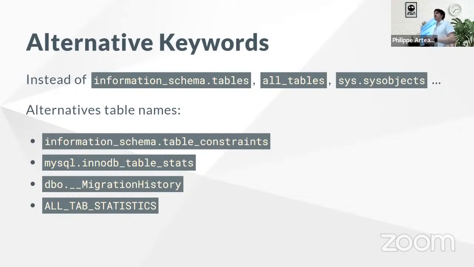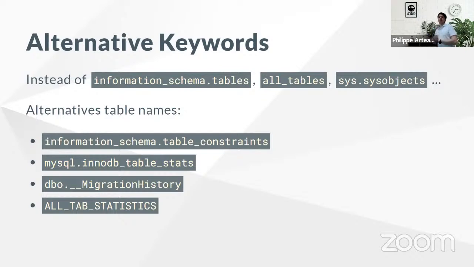These will either be provided by the DBMS itself, or sometimes it's a module that was installed with the framework that will create some tables for statistics, and you can target those to get some enumeration and find some hidden tables. Now I have a question for you. Does anybody know what the underscore migration history table is doing?